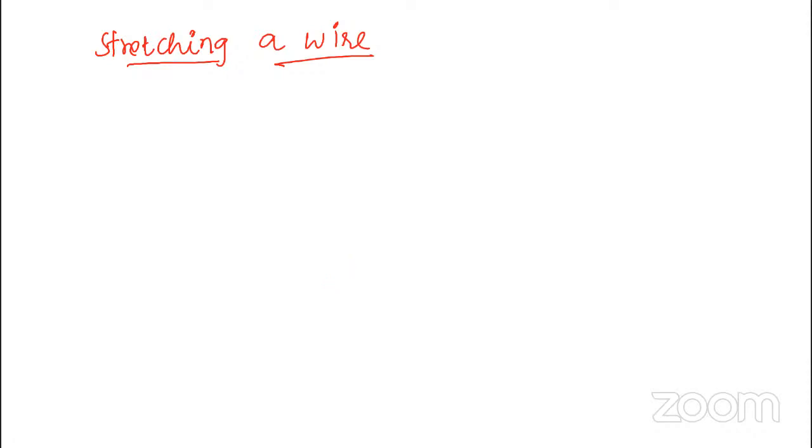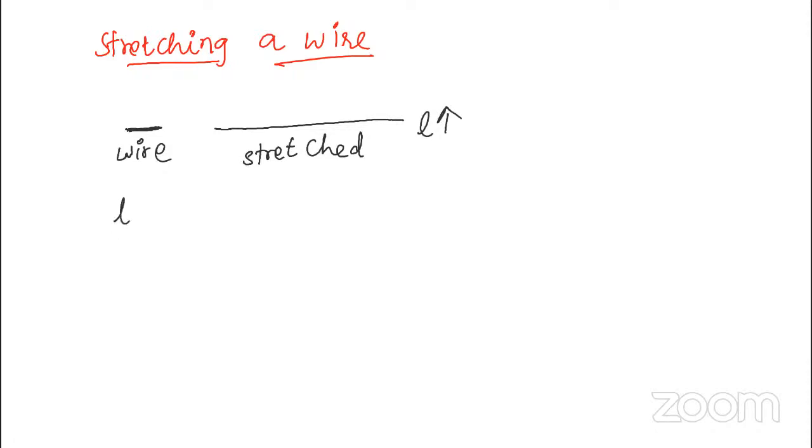Suppose you are taking this as a wire, a simple wire. If it is stretched, we hold one side and pull it. Automatically the length value should increase. So what all will change? The length value.